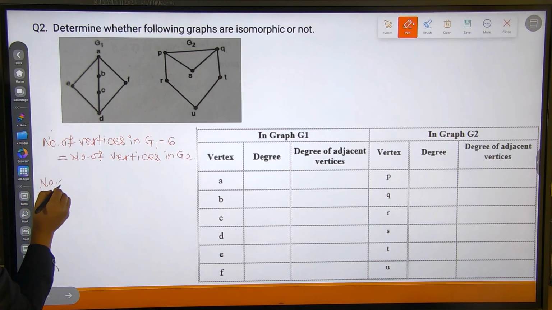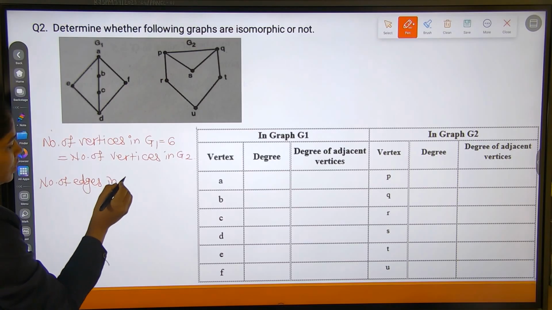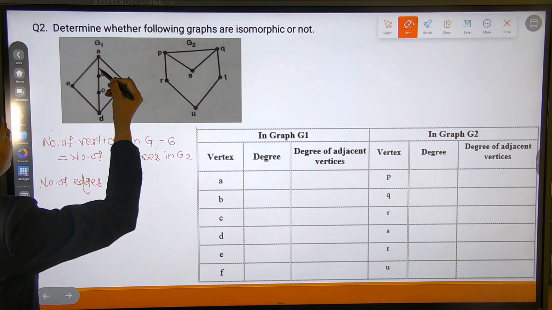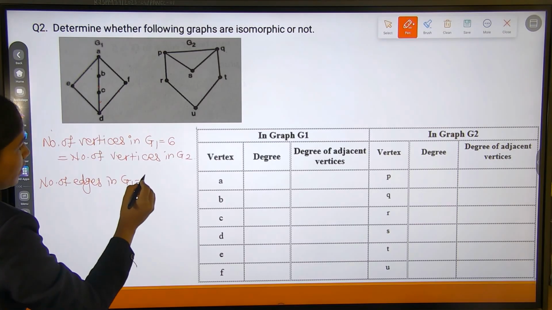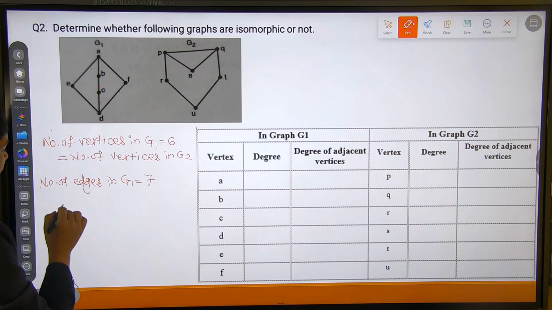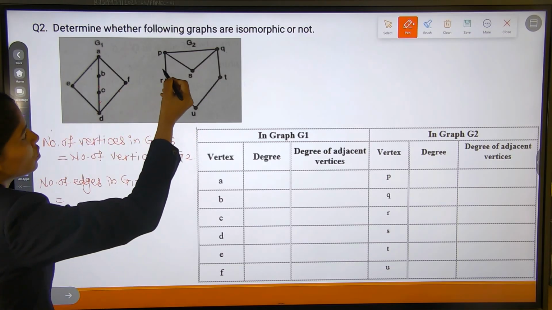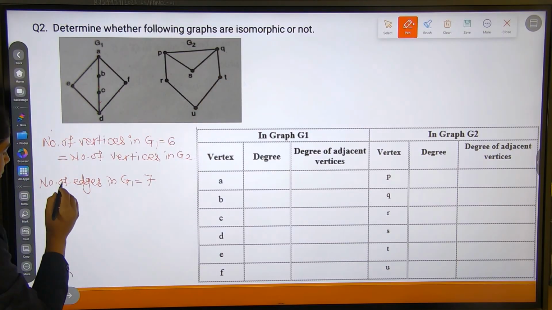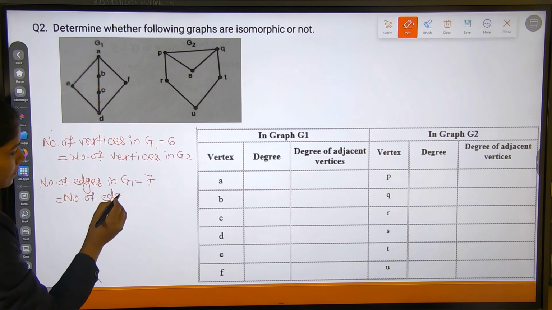So, the number of edges in G1 equals, so how many edges are there? 1, 2, 3, 4, 5, 6 and 7. So, 7. It is equal to, check the number of edges in G2. So, here 1, 2, 3, 4, 5, 6 and 7. Therefore, both graphs have the same number of edges.